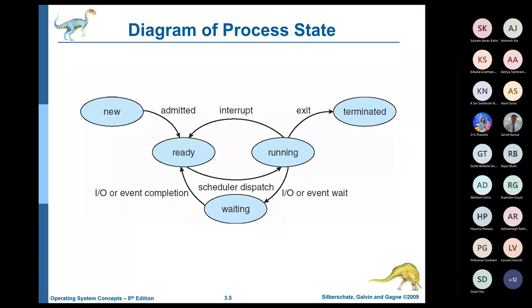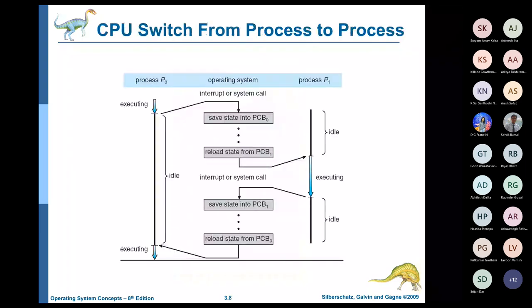However, this is usually rare. Usually the process which is at the front of the queue gets the opportunity to run. Continuously this kind of thing keeps on happening. Okay. There is a process, say P0, running, then there is an interrupt, or it can be a system call.